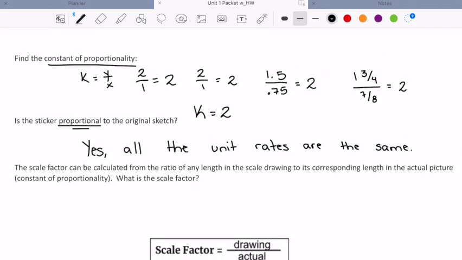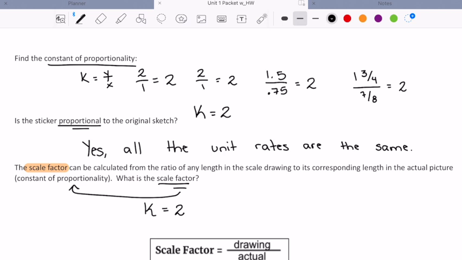The scale factor, and I'm just going to highlight that, the scale factor can be calculated from the ratio of any length in the scale drawing to its corresponding length in the actual picture. What is the scale factor? The scale factor is actually the same exact thing as our constant of proportionality. So if it's proportional, it's a scale drawing, and if it's a scale drawing, it has a scale factor. And that scale factor is just our constant of proportionality, which is K. So in this specific problem above, our scale factor, or K, was 2.